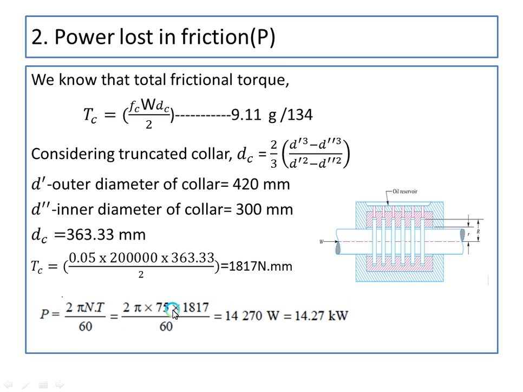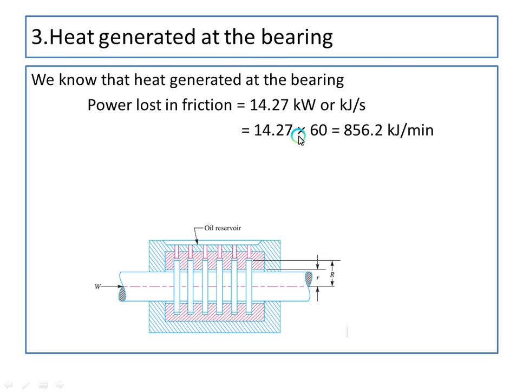Then we need to substitute this torque in this equation, where you will get the value of power loss in friction as 14.27 kilowatts. And last thing, as I told you in the previous case, in the design of journal bearings also, the heat generated at the bearing is almost equal to the power loss in friction. The same thing we will be applying in the collar bearings also.